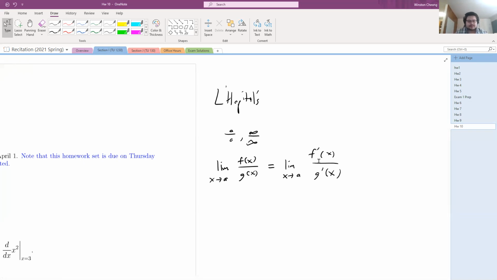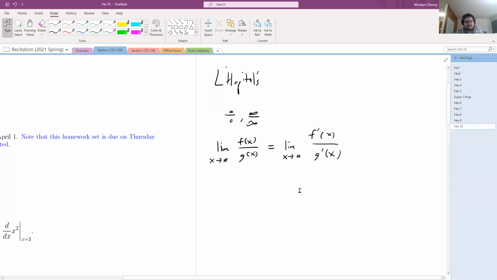It's also always possible that you might need to use L'Hopital's more than once, but every single time that you try to use it, you have to check whether or not the limit is of one of these forms.